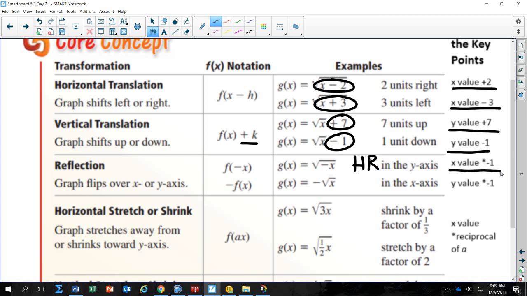If you see a negative outside the radical, that's going to be a vertical reflection or a reflection in the x-axis. They mean the same thing. In which case, you would take your y value and you would multiply by negative 1.